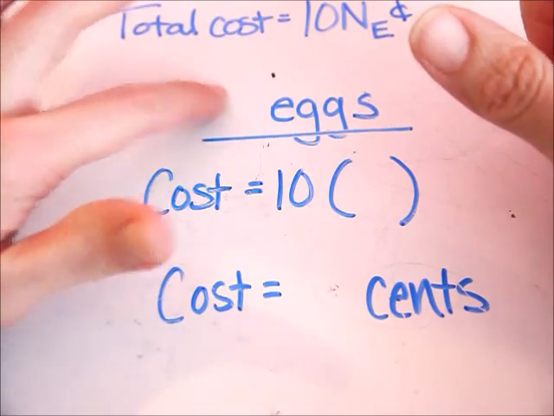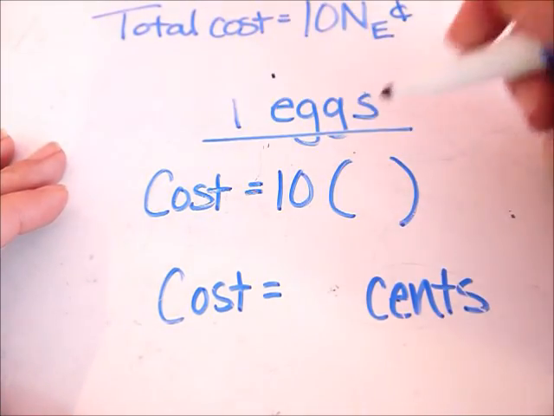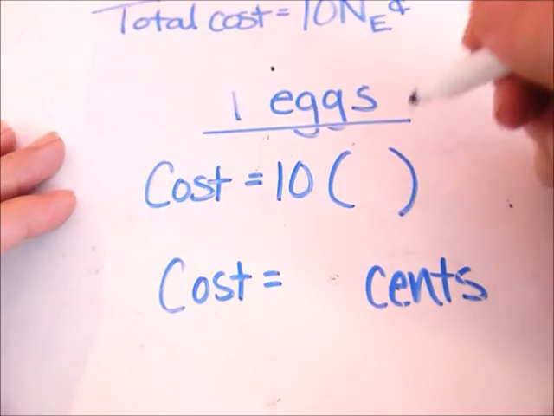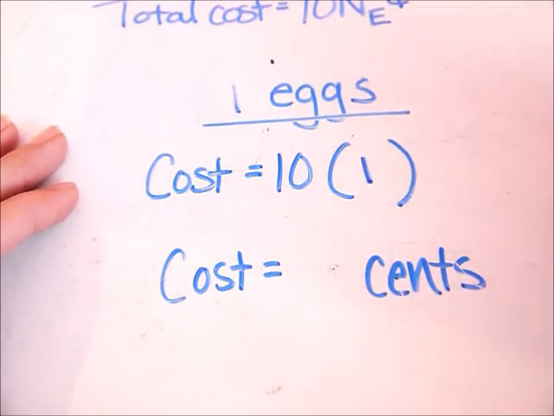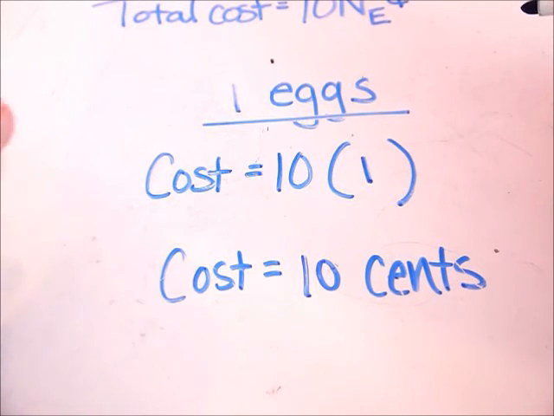What else works? Can you buy 1 egg? Go to the store, buy 1 egg. The cost is 10 cents times 1 egg. So 1 egg is going to cost 10 cents. That's pretty straightforward. You're probably wondering why we would even use an equation for this. I agree. We're not using an equation to solve this problem. We're using an equation to discuss what domain is.